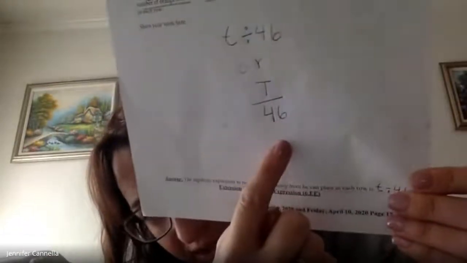Okay, page 18 is a little tricky. Can you send me that one? Jasmine, I'm going to hold it up. Okay, all you're doing is writing T over 46, kid. That's it.